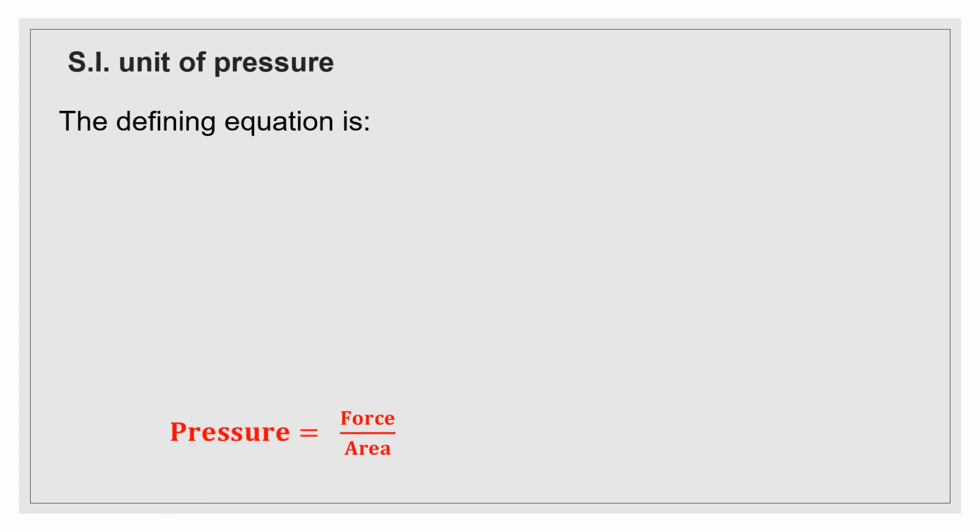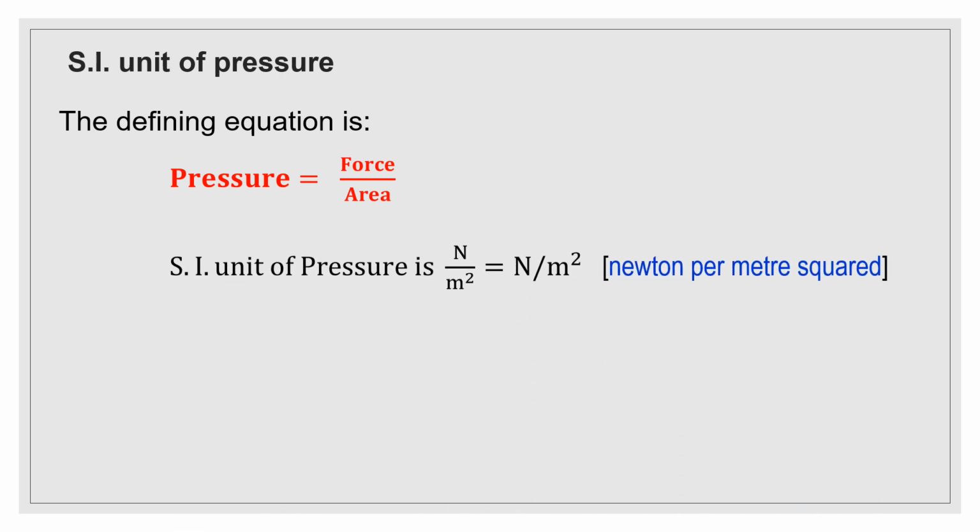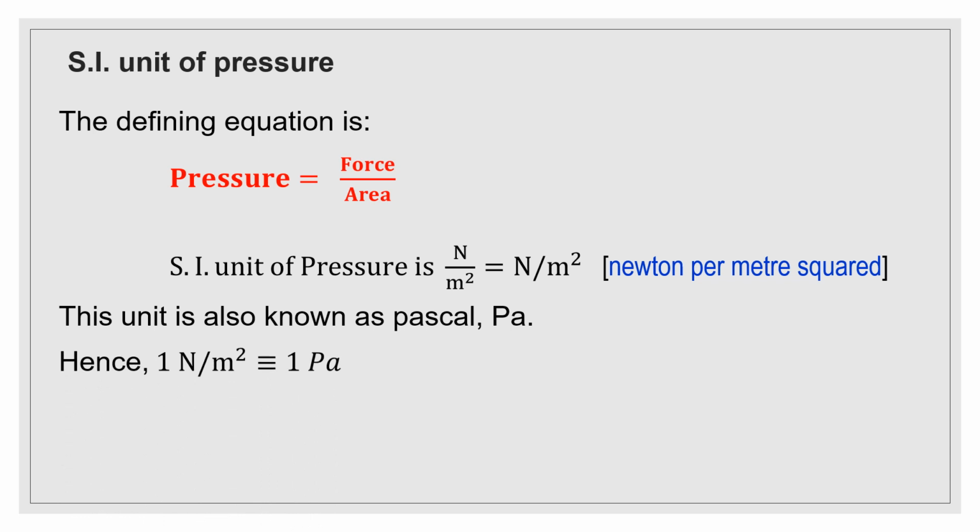Now we will see what is the SI unit of pressure. We are going to use the defining equation, which gives pressure is equal to force divided by area. So the SI unit of pressure is Newton over meter squared, which gives Newton per meter squared. But this unit is also known as Pascal. So we can say that 1 Newton per meter squared is equivalent to 1 Pascal. Other units are kilopascal or hectopascal.